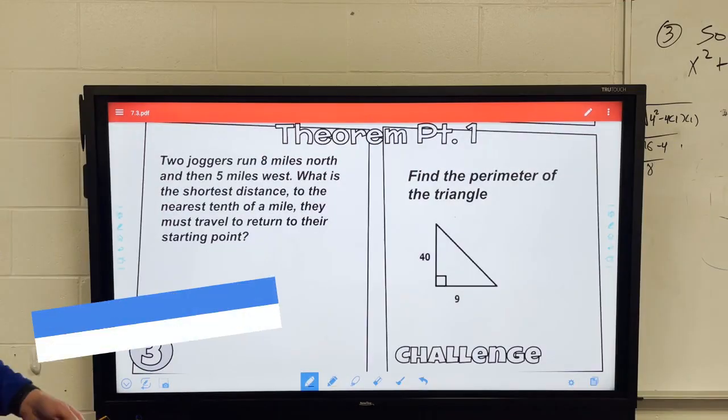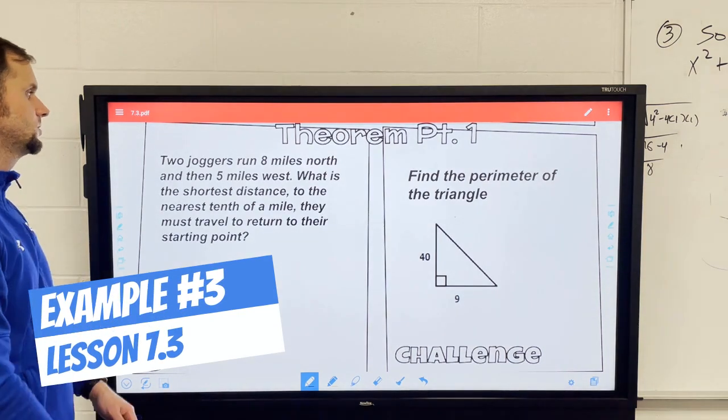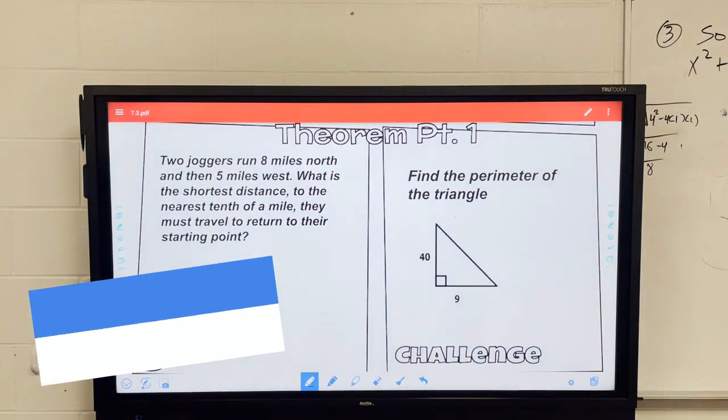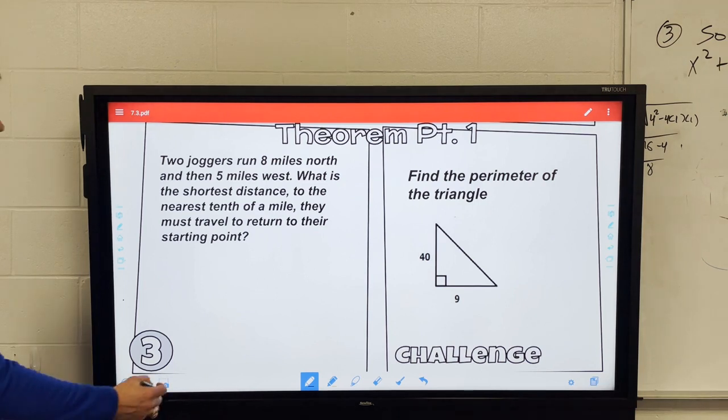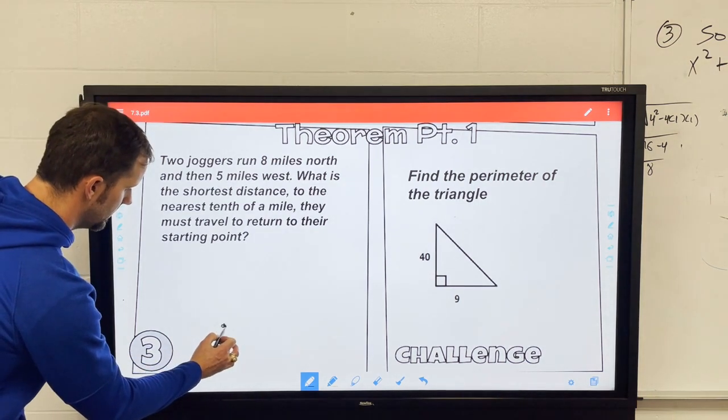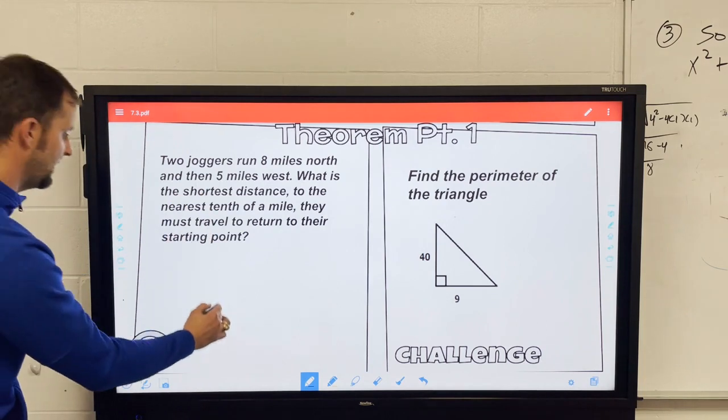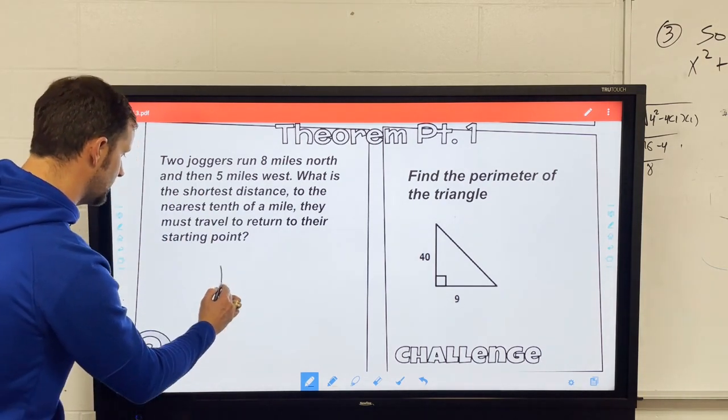All right, so let's look at example number 3. It says 2 joggers run 8 miles north and then 5 miles west. What is the shortest distance to the nearest tenth of a mile they must travel to return to their starting point? So that means that they started here. It says they ran north 8 miles. So I'm going to go north 8 miles.